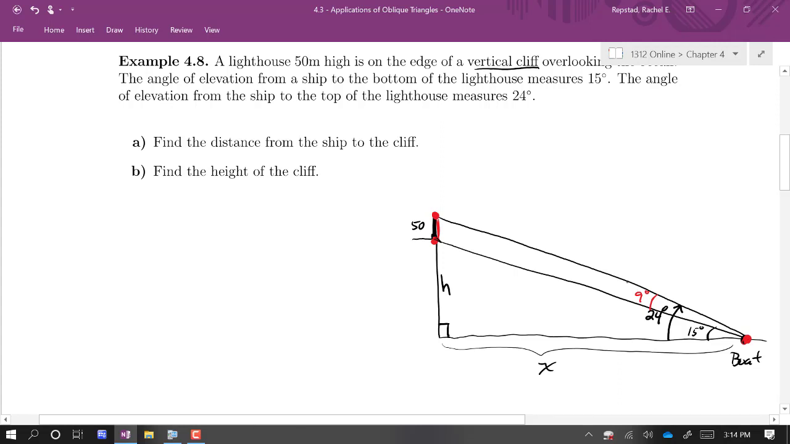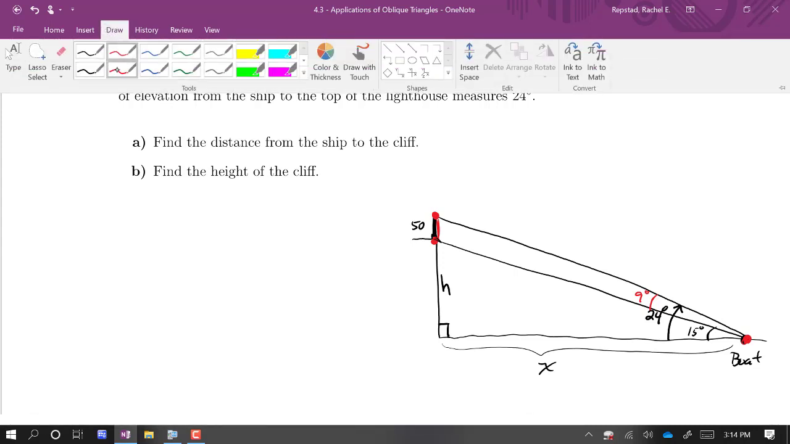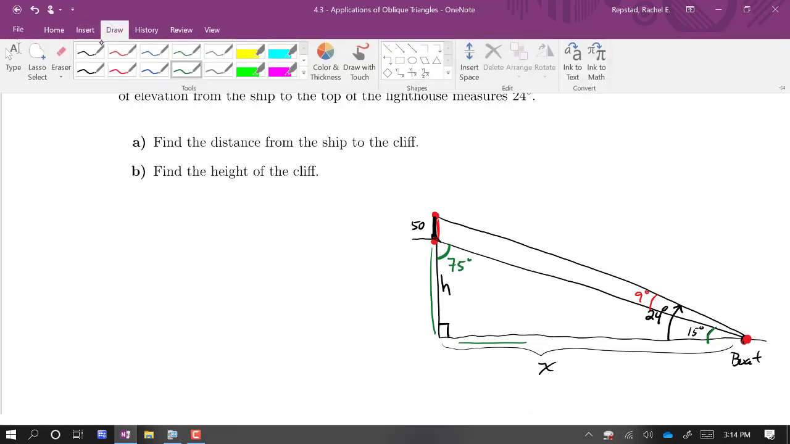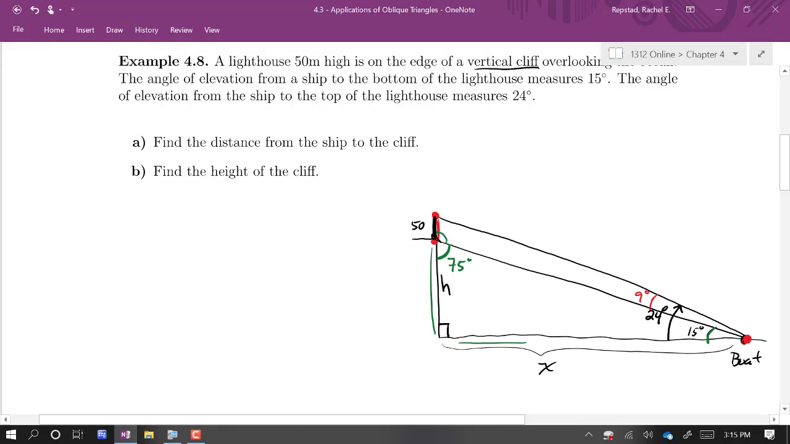Still, though, it seems like we're missing information. So let's focus on putting this together. I'm going to look at the right triangle with H as a side right here. It has this angle as 15 degrees, which means this angle here is 75 degrees, because that has to be complementary to that angle. And that means I know this angle, because that's got to be supplementary. That's a straight line, so this has to be 180 minus 75 degrees, which is 105. So that's 105 degrees.